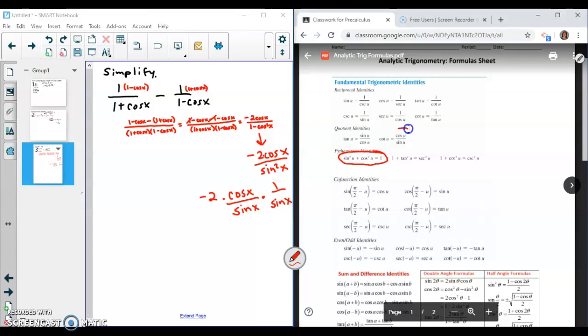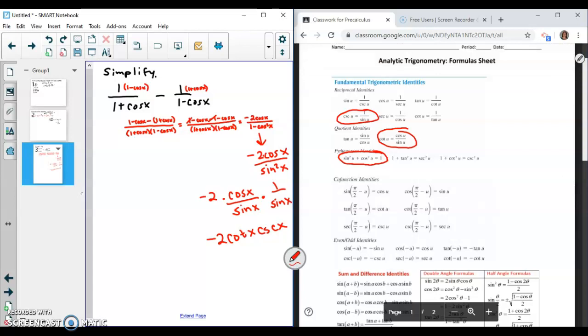If we look up here, cosine over sine actually becomes cotangent. So I could change this to be negative 2 cotangent x. And 1 over sine can actually be cosecant. So I could say times cosecant x. And just like that, we have no more fractions, and that's usually what simplifying would be like.